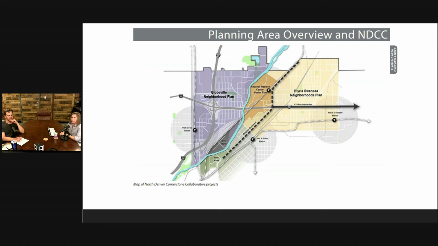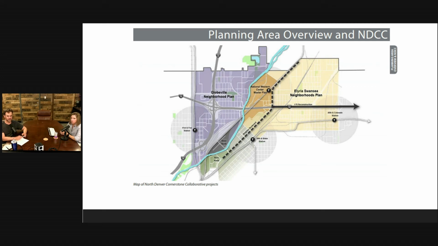What's your reasoning? So this is the planning area for Swansea, which is a neighborhood that is northwest. It's just north of 70, just east of 25. The map you're looking at shows Globeville. It shows Swansea, and that's what's really highlighted. If you guys type in Google Maps, it's really just north of 70, just east of 25. And Elyria-Swansea is the full name of the neighborhood.